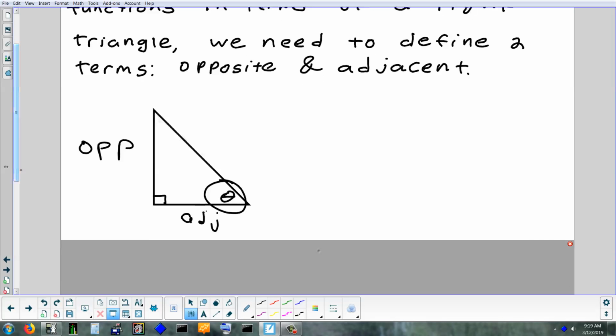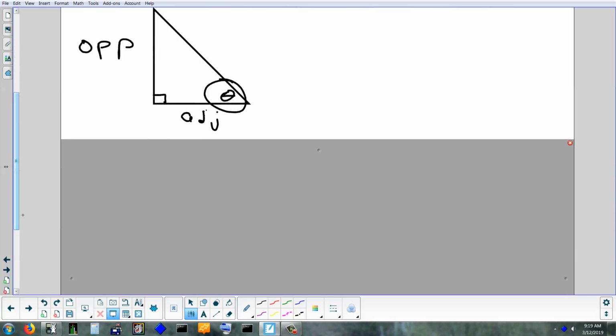Alright, so as I was saying, adjacent is the side that's right next to the angle. And if you think, well, aren't there two sides next to the angle? One on the right of it, one down on the bottom of it? Yes, but one of those sides already has another name, and that's the hypotenuse. So adjacent is the side that's next to the angle, but it's not the hypotenuse. It's one of the legs.